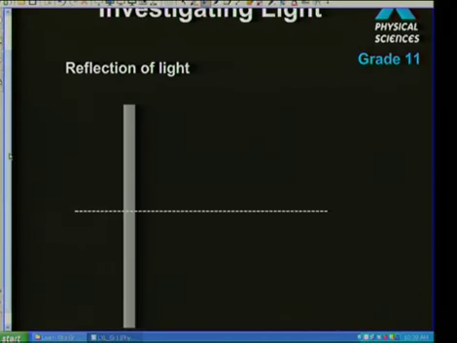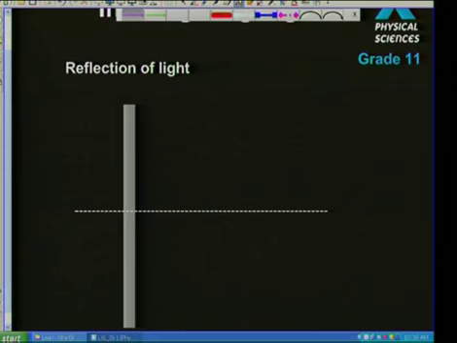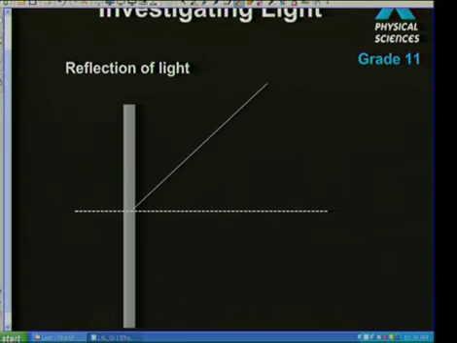So, reflection of light. What I've got here is a grey block, which I wanted to represent a mirror. So, what we're seeing here is a grey mirror, and I'm wanting to draw in, at the surface of this mirror, a beam of light striking at that point. So I want to get them right in the corner so that it's adjusted correctly.